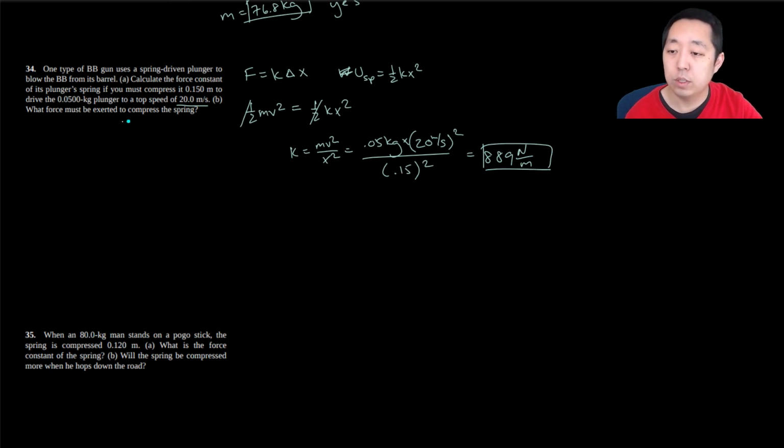And so what is the force that must be exerted to compress the spring? Well, here's where we use Hooke's law, because the force has to be k times delta x. And so the spring constant is 889, and the delta x was 0.15 meters. I get 133 newtons.